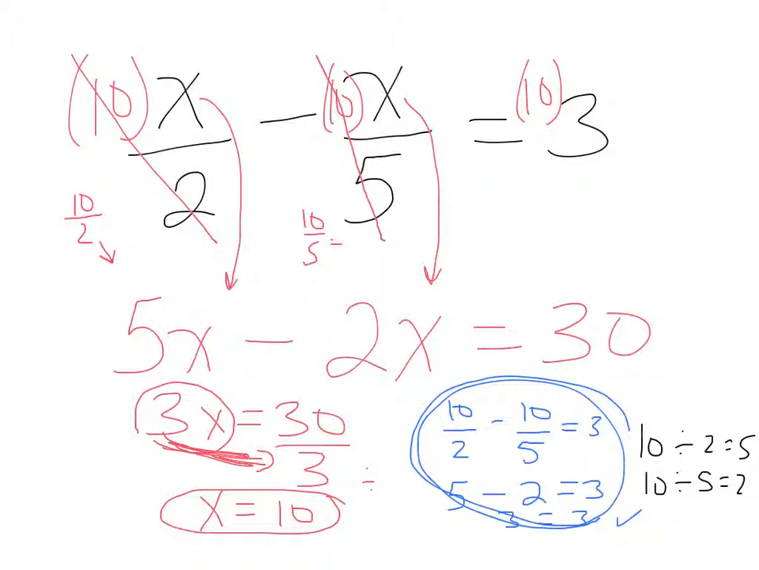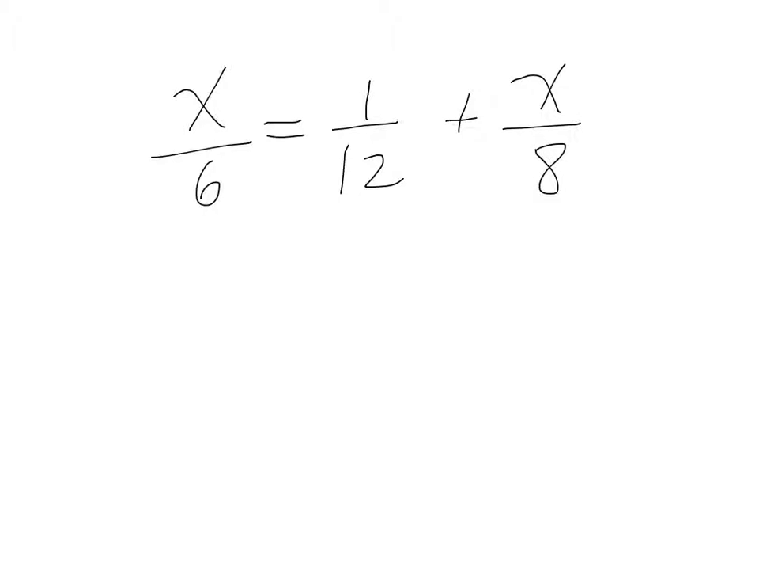So let's try another one. This time we'll do x over 6 equals 1 over 12 plus x over 8. So our lowest common denominator is a number that all of those will go into. So 48 can be divided by all of those evenly. 48 divided by 6 is 8, 48 divided by 12 is 4, and 48 divided by 8 is 6. So that means our lowest common denominator is 48.